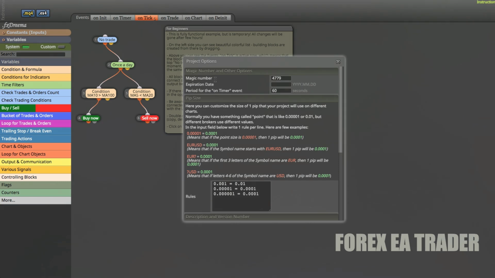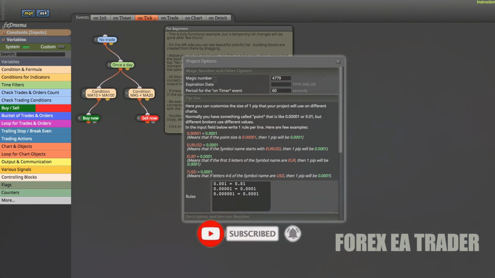It can be that, but it can be some random numbers, especially if you are running several EAs on the same MetaTrader 4 account. So you want to distinguish each and every robot, just like your cars. Every car has got a different number plate, so you probably want to think of it in the sense of cars. So magic numbers are like number plates. They are unique identifiers for the different robots that you are using on your platform.